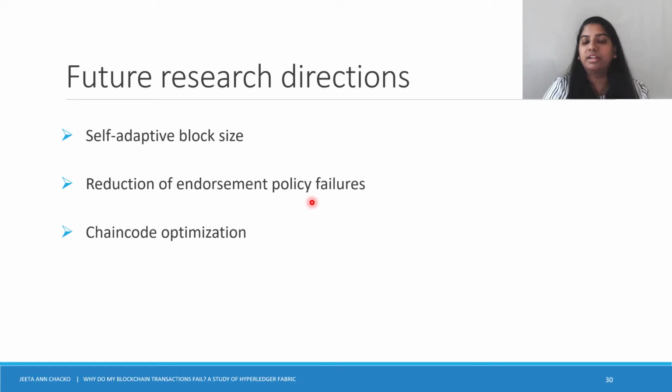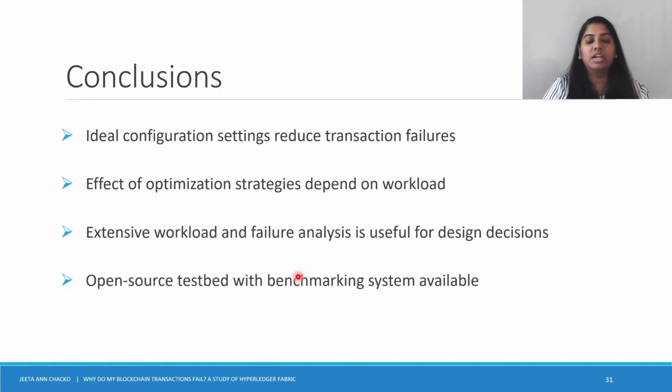So there are different research optimizations in the literature that focus on inconsistent world states, and such research could be integrated with Fabric. Our third research direction is to optimize the chain code. So I pointed out two examples of how the chain code can be optimized, and fruitful research in this direction would be useful. So in conclusion, we point out that the ideal configuration settings can affect transaction failures.